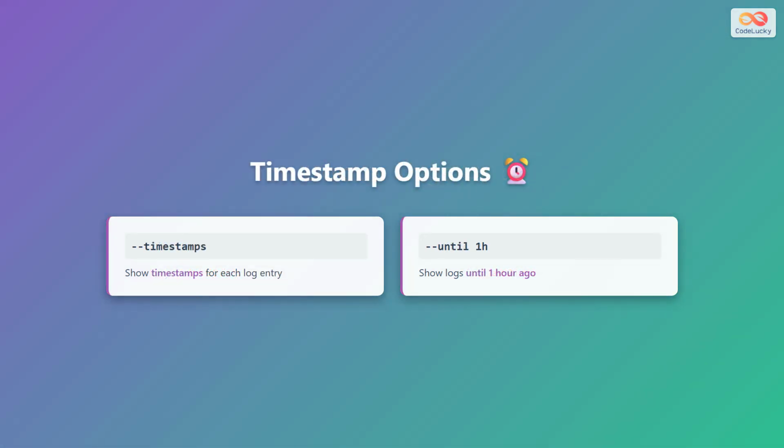Now let's explore some timestamp options. The first option is --timestamps, which shows timestamps for each log entry. The second option is --until 1h, which shows logs until 1 hour ago.